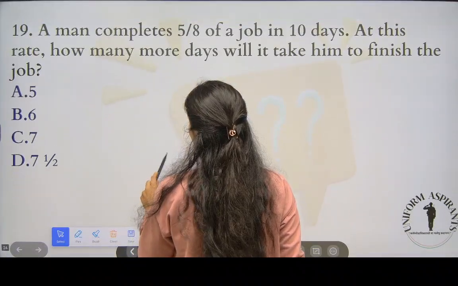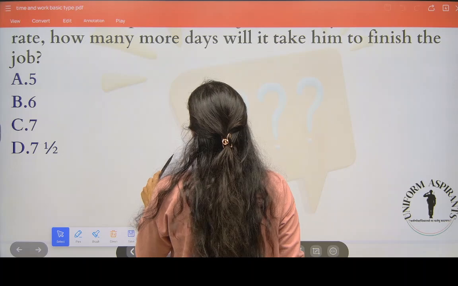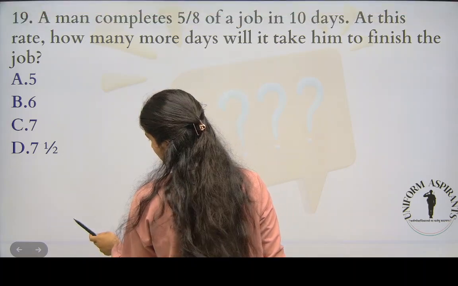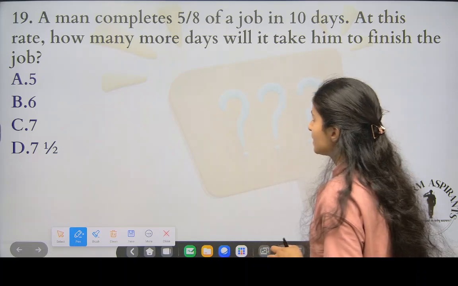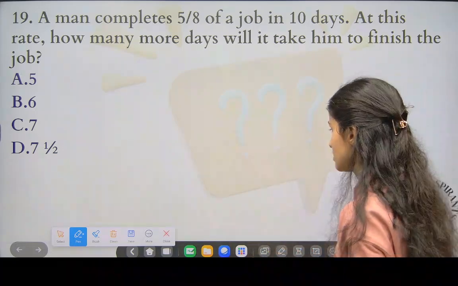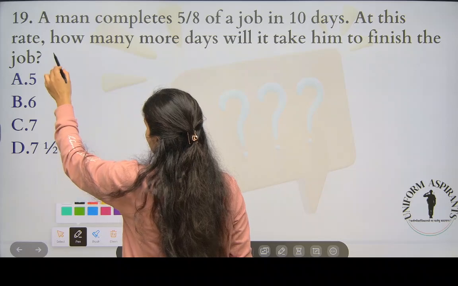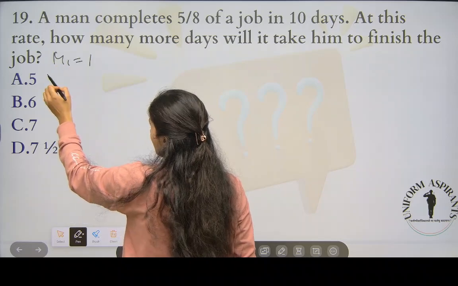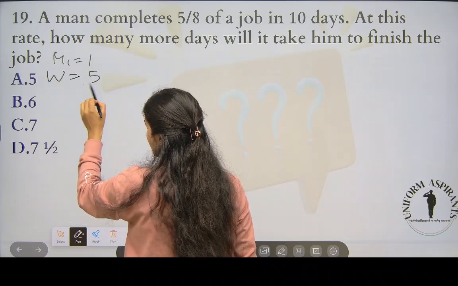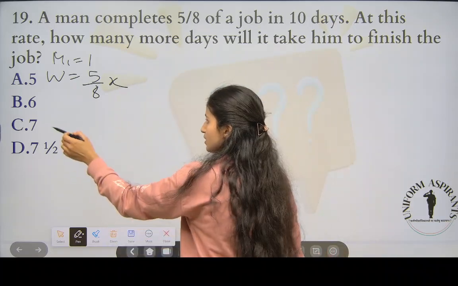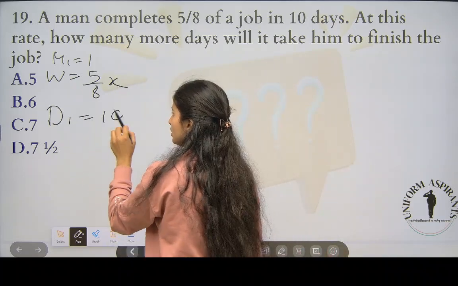See, now you can see the question. A man completes 5 by 8 of a job in 10 days. Okay, there is only one man. M1 is equal to only 1. He completes work. What is work done? 5 by 8 of X. Assume the work as X. In 10 days. Okay, D1 is equal to 10 days.